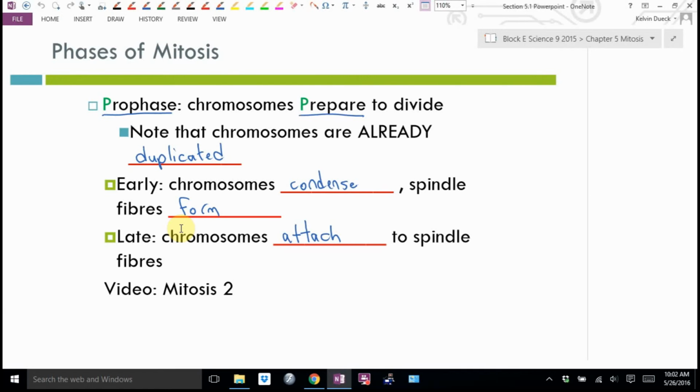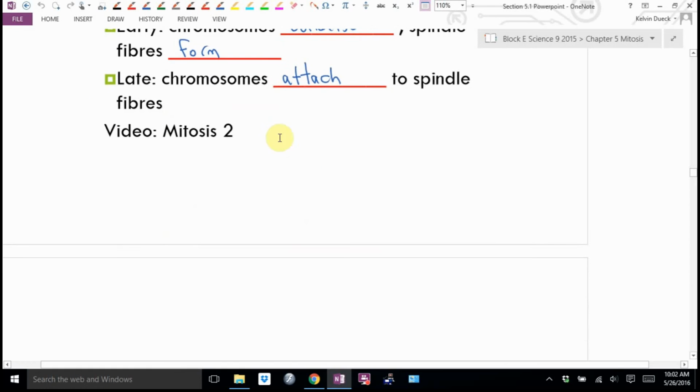What is prophase? By this time, we've already duplicated the chromosomes. And at the beginning of prophase, the chromosomes condense into those classic little bow tie shapes. And then they get attached to these spindle fibers. I have a lovely animated video to show you that, but I'll show you that Tuesday.